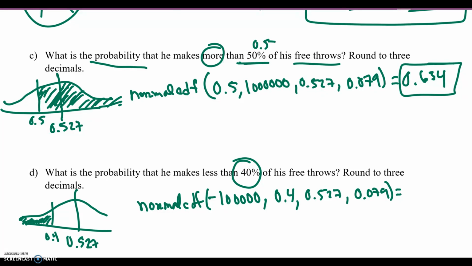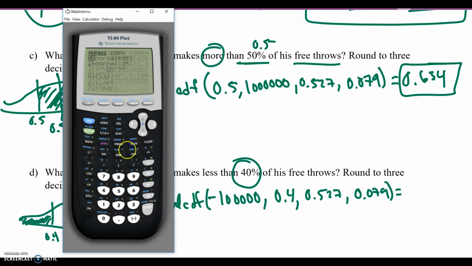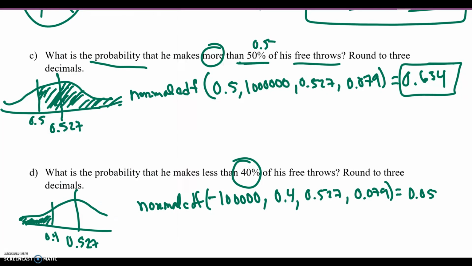Now let's put that into our calculator. I'm going to press second, VARS, normal CDF, a really, really low number, then my upper bound is 0.4, then everything is the same. What I get is 0.054. That's my answer. So the probability that he makes less than 40% of his free throws from the 40 that he shot is about 5%. So not very likely.